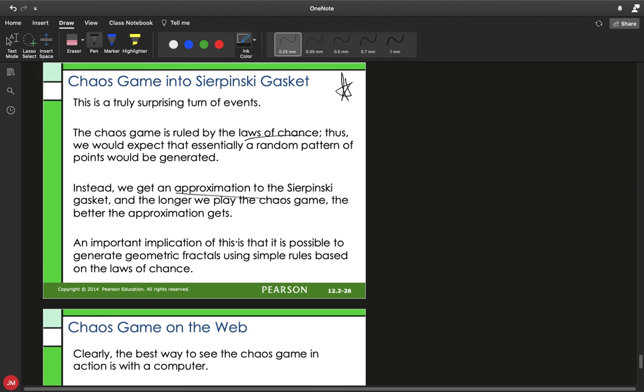Okay, so that is it for the Sierpinski gasket and obviously for the chaos game as well. In the next section, we'll look at what's called the twisted Sierpinski gasket, which is very similar, but does have some interesting applications for it.